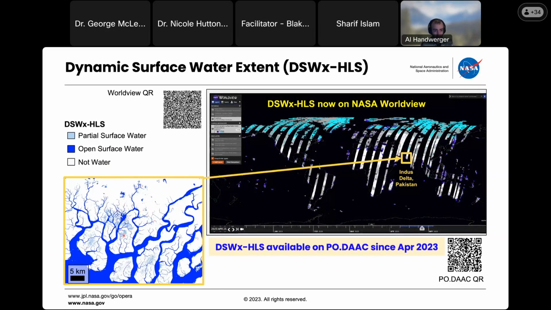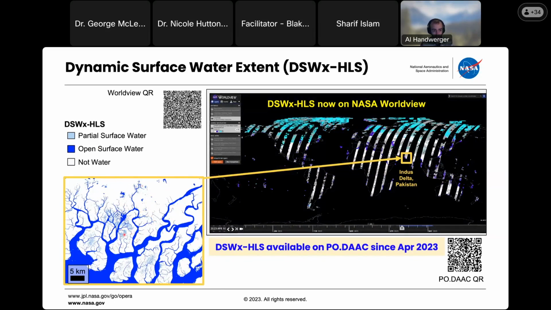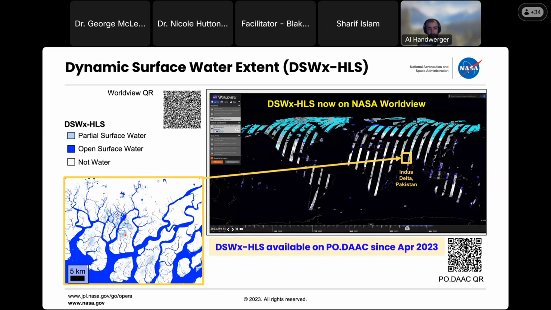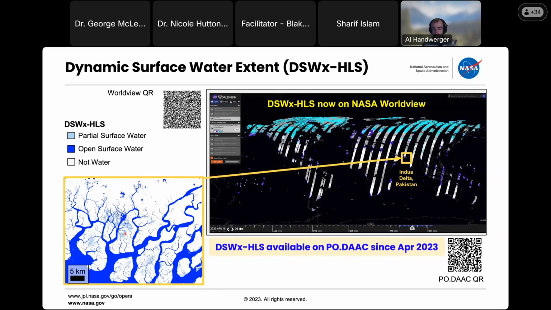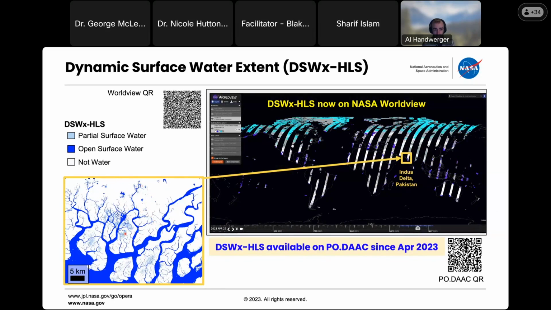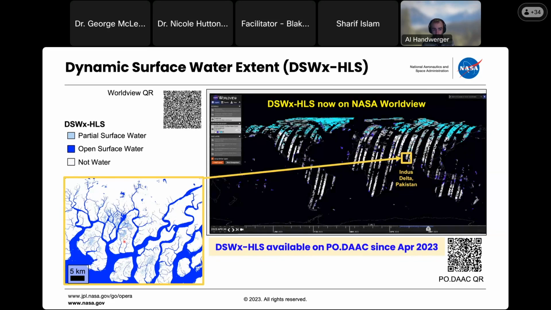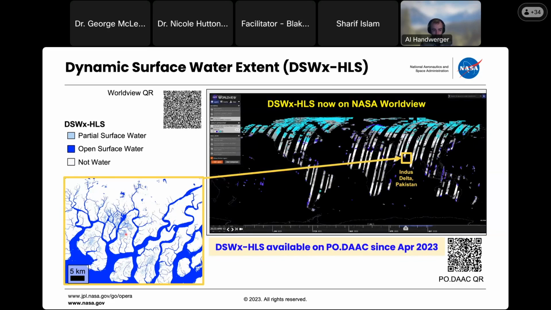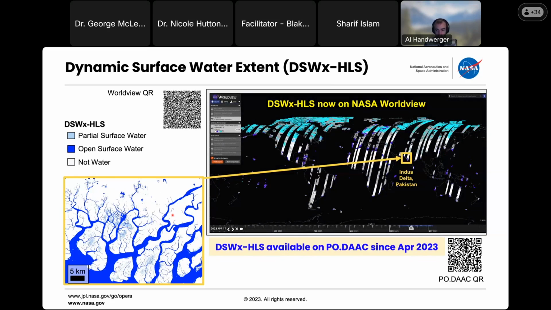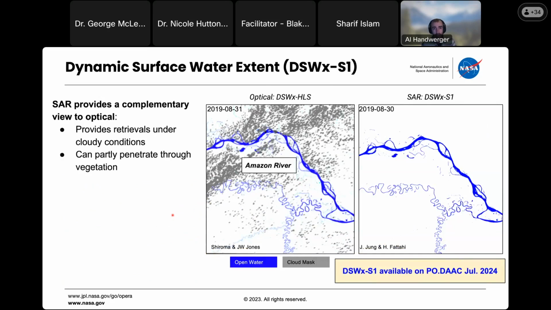You can see open surface water channels. You can see partial surface water channels. And partial surface water is defined as a pixel that's between 50% to 100% water. So it can be a mixed pixel or a shoreline or a partially wetted pixel. An example of what you'll be able to access when the SAR data become available.